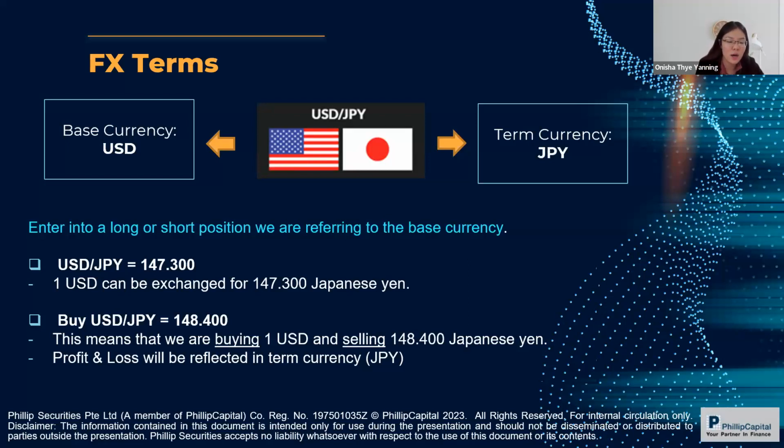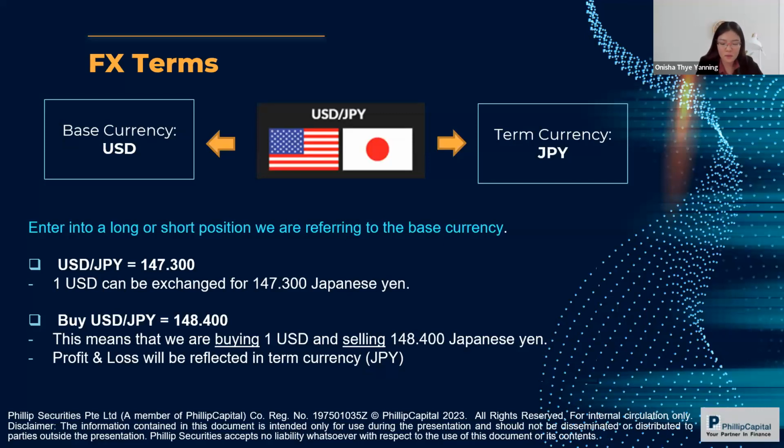So USD / Japan yen equals 147.3. What does it mean? It means that 1 USD can be exchanged for 147.3 Japanese yen. While when you say buy USD Japan yen at 148.4, it means that you are buying 1 USD and selling 148.4 Japanese yen. Later I'll show you some calculation in terms of how the profit and loss will be reflected in the term currency.